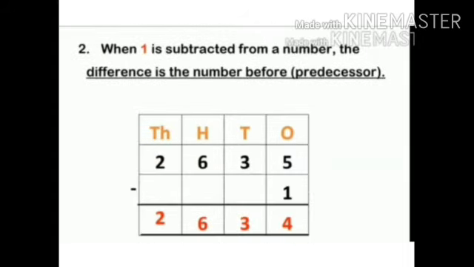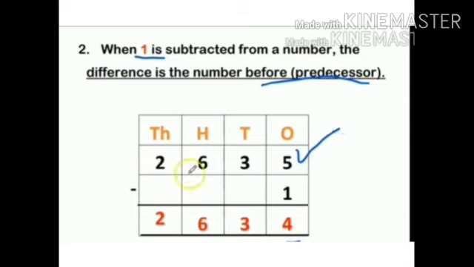Second property, when 1 is subtracted from a number, the difference is the number before, that is, the predecessor of the given number. Example, 2635 minus 1 is equal to 2634. So, 2634 is the predecessor of 2635.